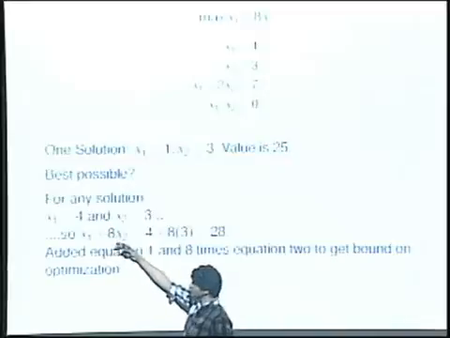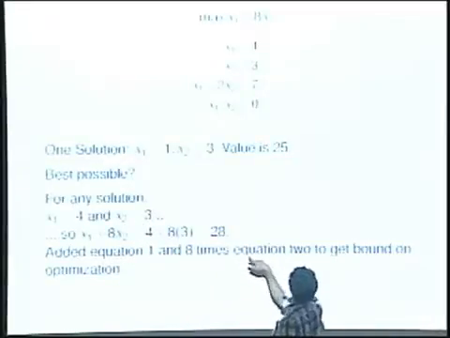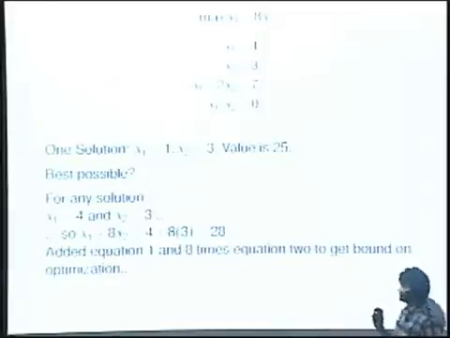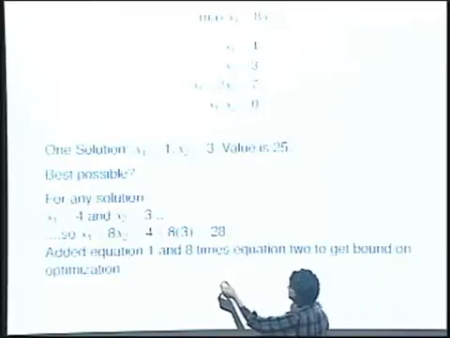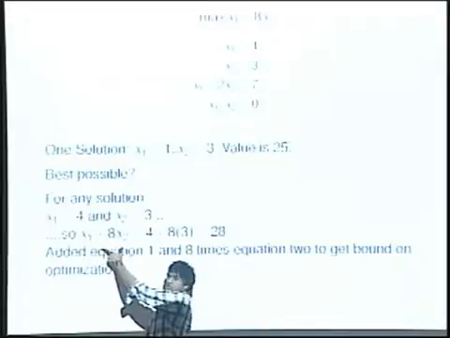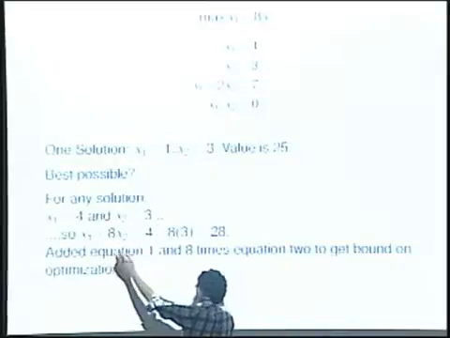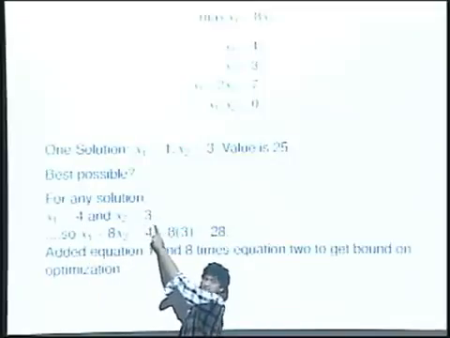But more generically, what I did is I added equation 1 and 8 times equation 2 to get an upper bound. And when I added equation 1 and 8 times equation 2, what I got was the optimization function on the left-hand side. And on the right-hand side, I got 4 plus 8 times the right-hand side of this equation.